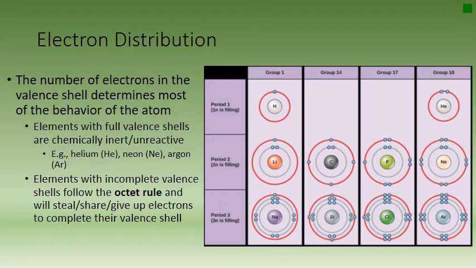All the other elements, those with incomplete valence shells, follow what is normally referred to as the octet rule. And chemically, they will steal, share, or give away valence electrons so that they can have a full valence shell and be chemically inert, like the noble gases.